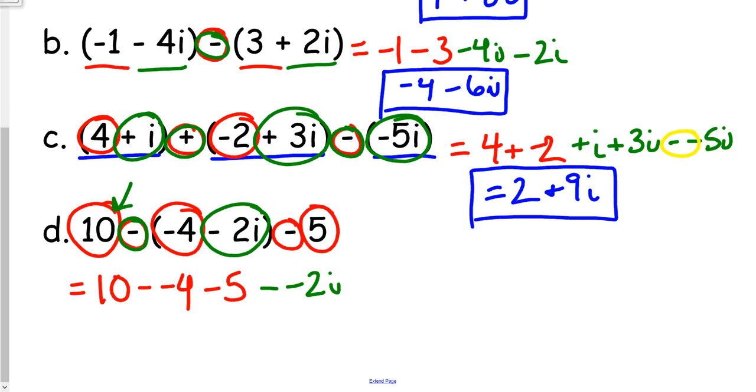So now I've got two cases where I have double negatives. So that tells me that I'm probably going to want to go and change the sign to be addition. And I can combine my like terms to express the complex number in simplest form. So I have 10 plus 4, which is 14. 14 minus 5 gives me a 9. And then I have a plus 2i.